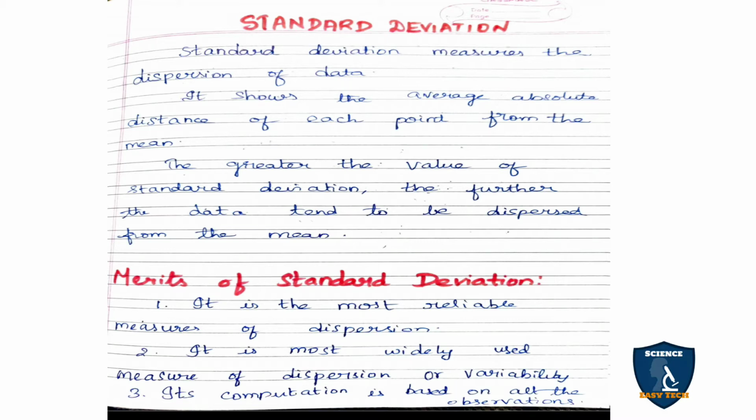Standard deviation. What is standard deviation? Deviation means dispersion or deviating. So from where is the deviation, from the sample mean or population mean. Standard deviation measures the dispersion of data. It shows the average absolute distance of each point from the mean. So from the mean, how much the data has deviated, you can measure by means of standard deviation.